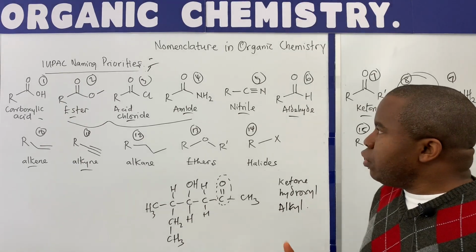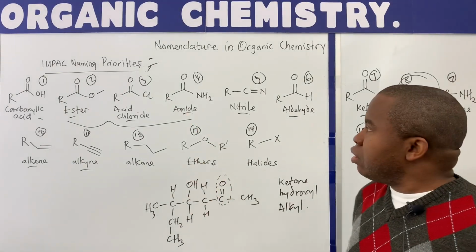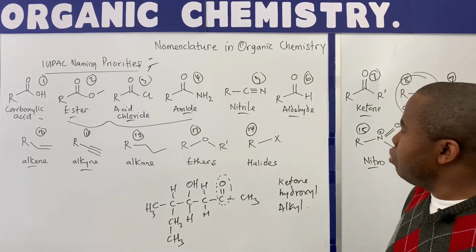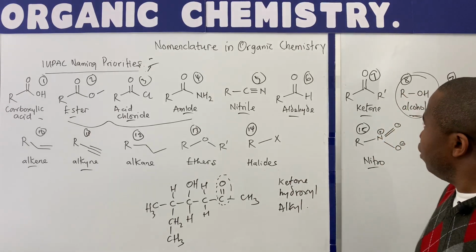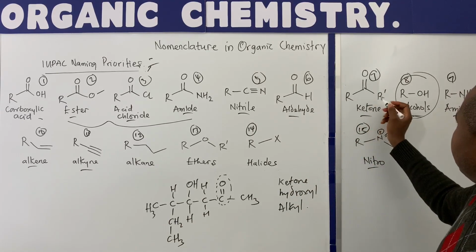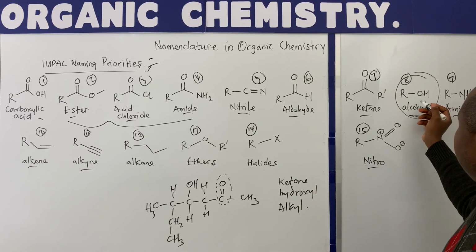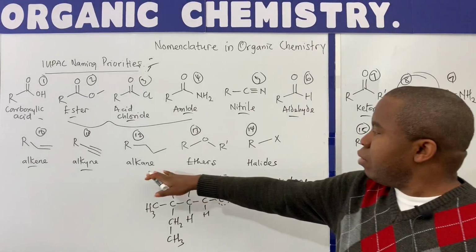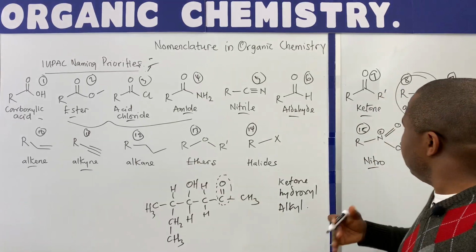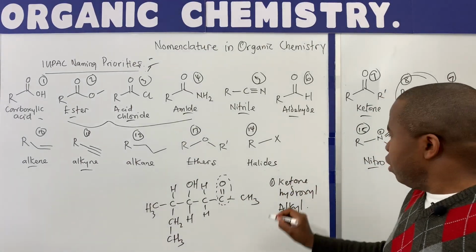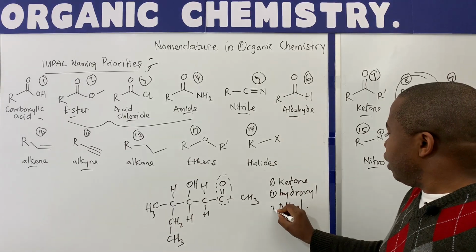So if you look at the IUPAC naming convention, the priorities of our functional groups, you see where our ketone lies. It lies here. And then after the ketone, we have the alcohol, which is the hydroxyl group. And then after that, way down here, we have the alkane. So the right thing to do is to give this one the priority, followed by this, followed by this.